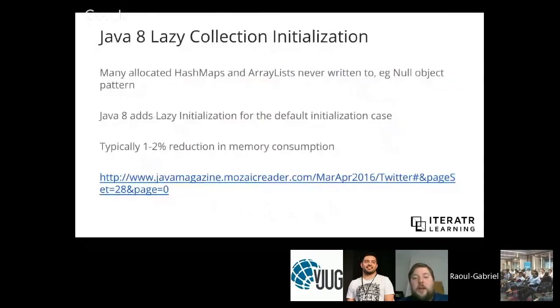So what it turns out is that Java 8 adds lazy initialization for this default case. It doesn't actually allocate the backing array in an array list or the backing array of entries in a hash map until you write the first element into it, and it actually has to use it. And interestingly enough, this does both reduce allocation rates, as in the rate at which memory is allocated, which is a nice performance win, and also total memory consumption. Fantastic.